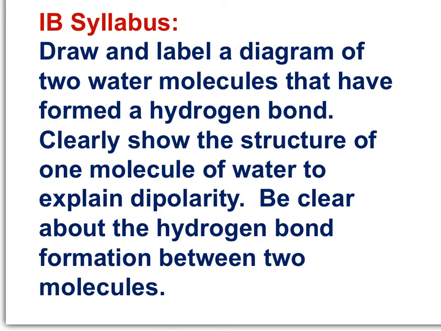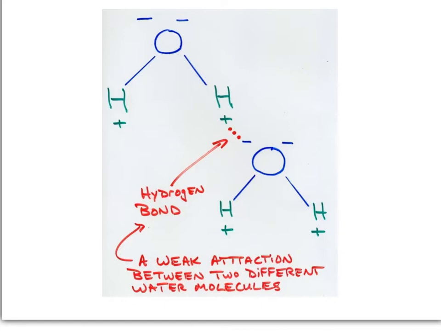Here's the next IB syllabus statement. Draw and label a diagram of two water molecules that have formed a hydrogen bond. Clearly show the structure of one molecule of water to explain dipolarity. Be clear about the hydrogen bond formation between the two molecules. In this diagram, you can see the dipole in each of the two water molecules.